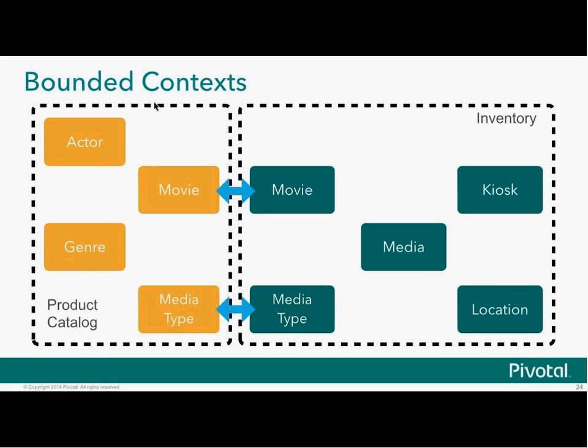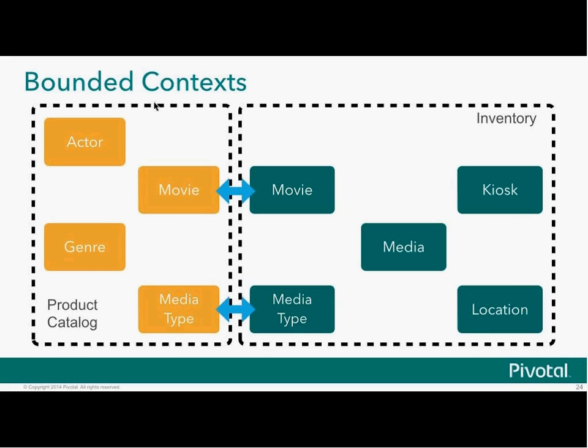So what we're looking at here is a domain model for a movie distribution business. And on the left-hand side, we have this product catalog service. The product catalog service thinks about movies, but when it thinks about movies, it's thinking about the actual motion picture itself, that has a title, that has actors and actresses, directors, a genre associated with it.